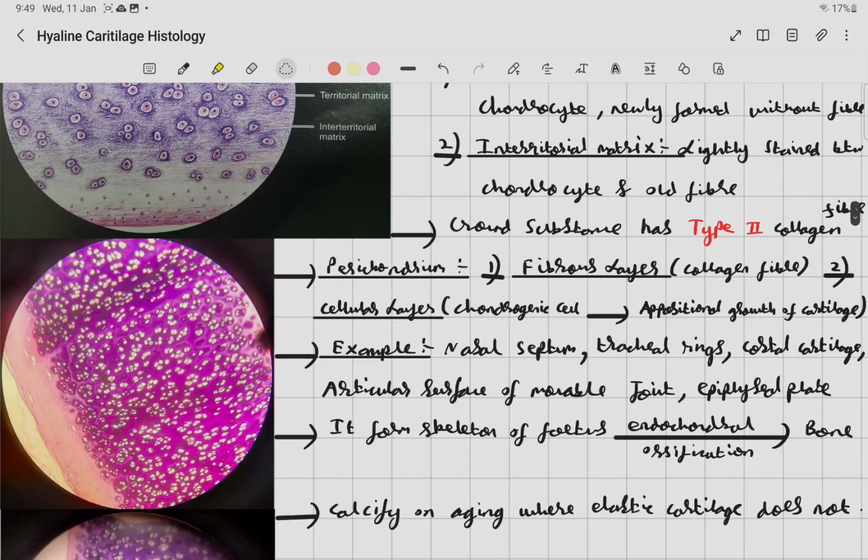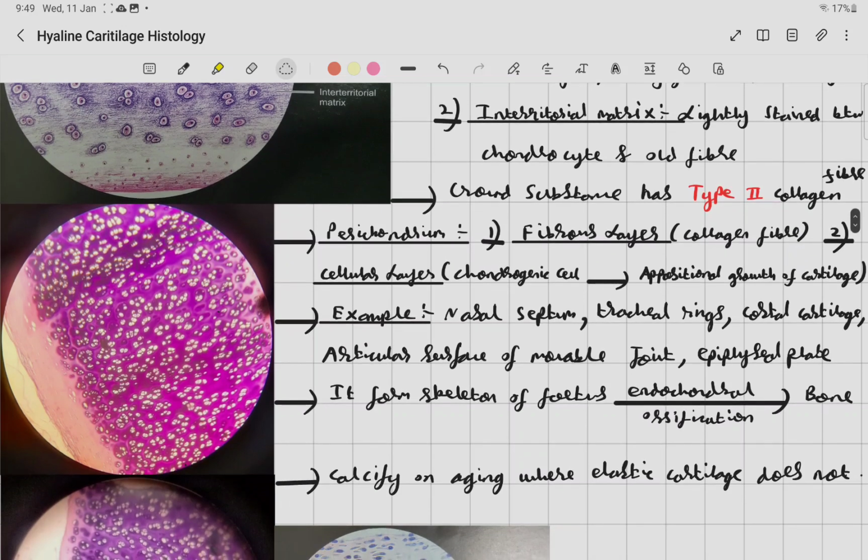Now, the perichondrium is divided into two layers: the fibrous layer made up of collagen fibers and the cellular layer made up of chondrogenic cells that help in the appositional growth of cartilage.